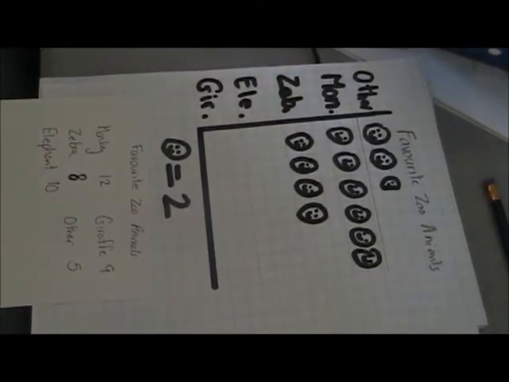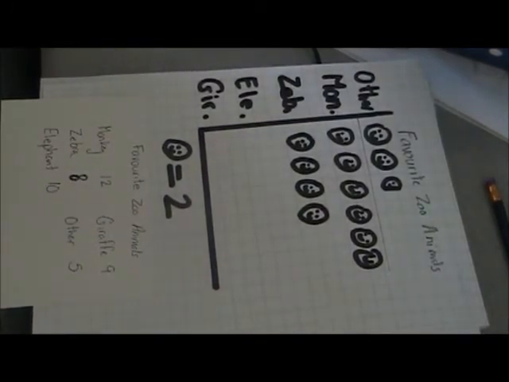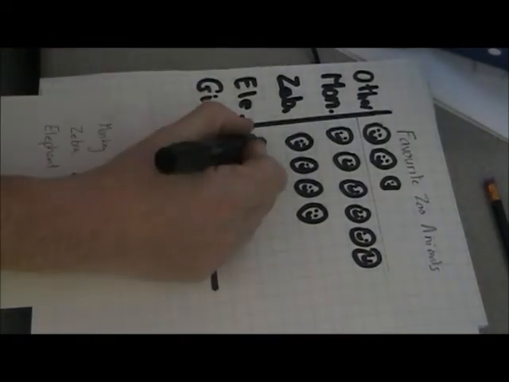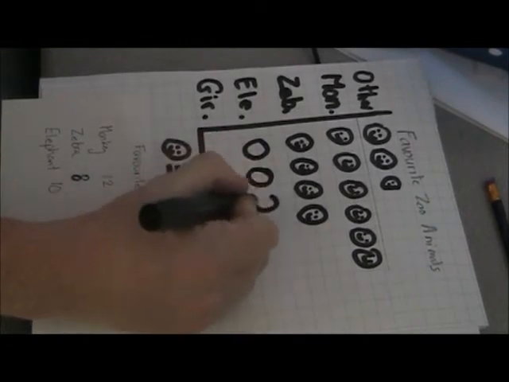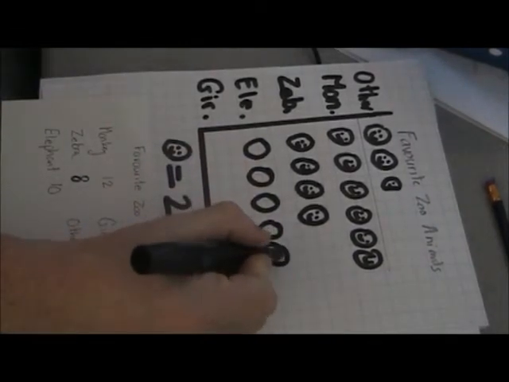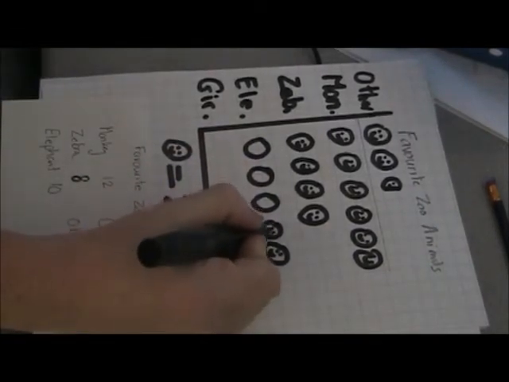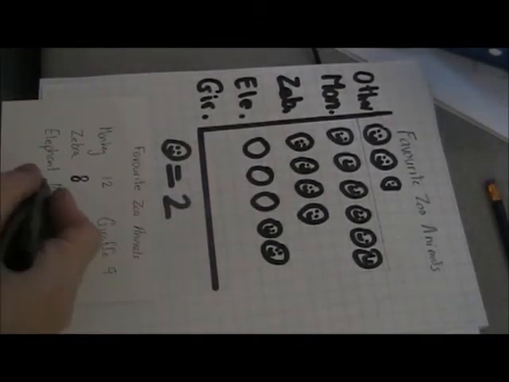Elephant. 10 people like the elephant. Grace. 5. 1, 2, 3, 4, 5. No, because they each equal 2. Elephant has 10.